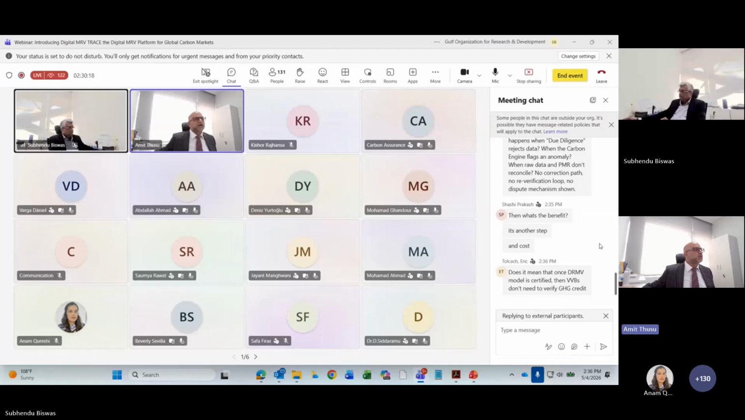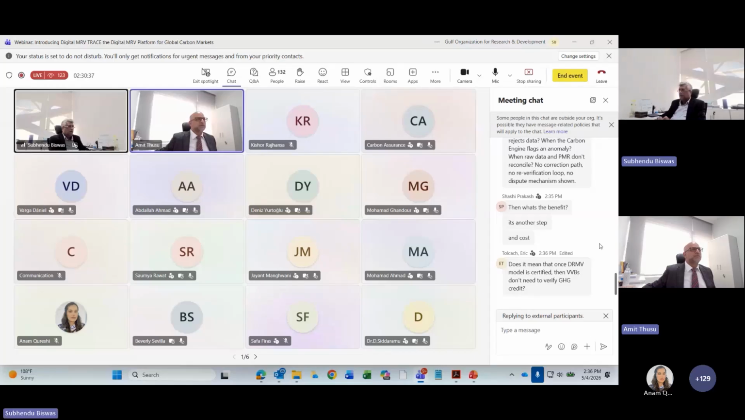It is with regard to no feedback loop. So what happens when due diligence rejects data? When the carbon engine flags an anomaly, when raw data and PMR do not reconcile, there are no correction paths, no re-verification loop, no dispute mechanism shown. Would you like to give a little more insight on this?